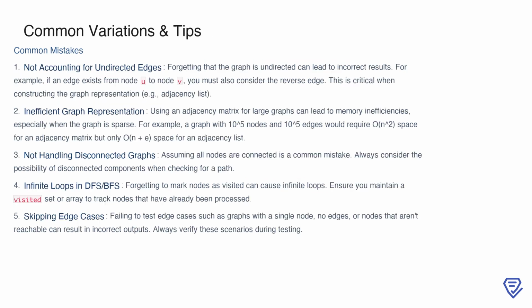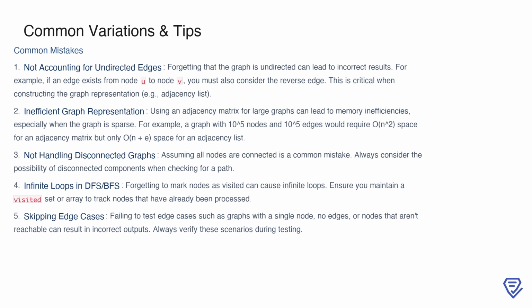constraints. When solving this problem, there are several common mistakes to watch out for. First, it's crucial to remember that the graph is undirected. This means that if there's an edge from node U to node V, the reverse edge from V to U must also be considered. Forgetting this can lead to incomplete or incorrect results, especially when building the adjacency list or matrix.